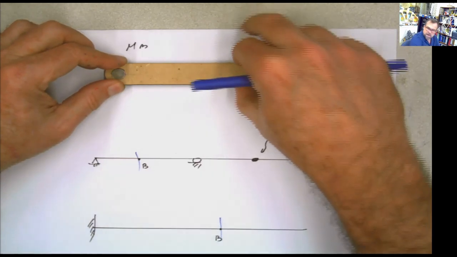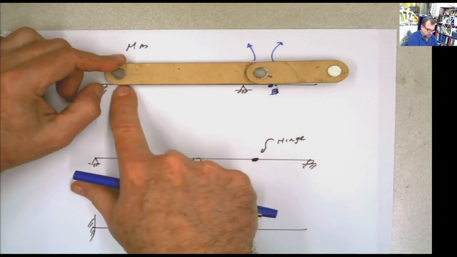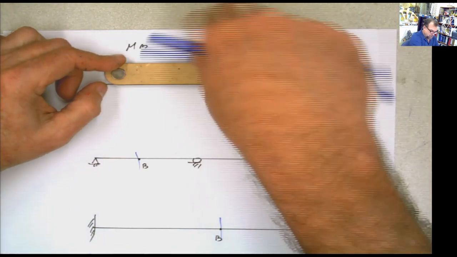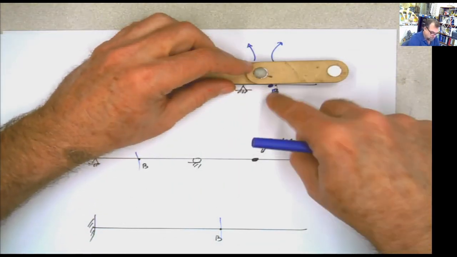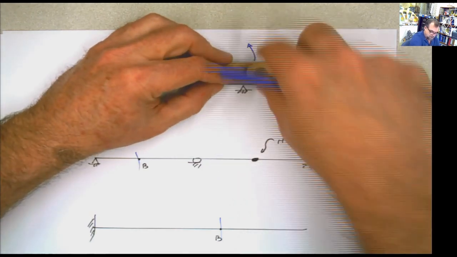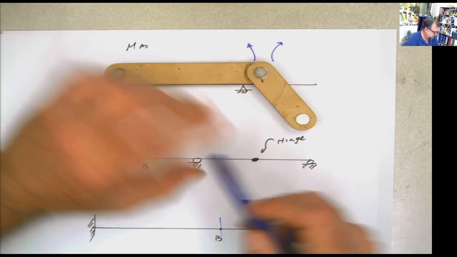This is not going to be able to move this part because this is holding it and this is holding it. This couple, this moment, is countered by this. So it's not going to be able to. But when I go to this side, because this is a hinge, if I apply a moment there, this is going to happen. Plain and simple, that's it.